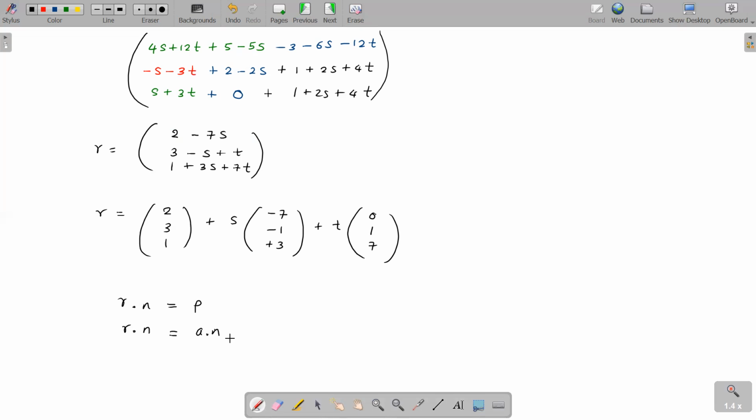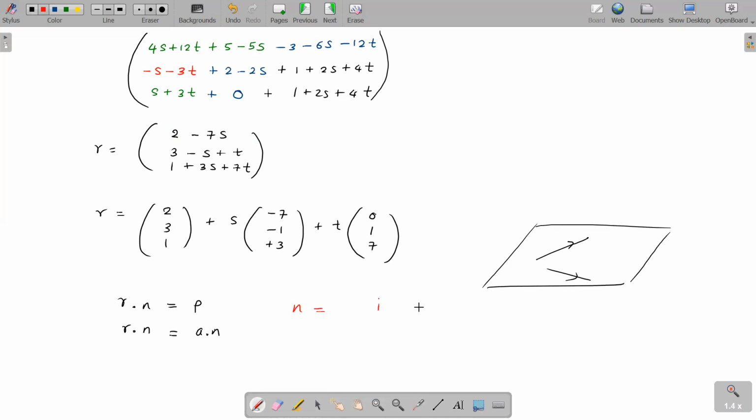So basically, you need to get the n value first, because a is a position vector on the plane. I know a is 2, 3, 1. How do we get n, the vector which is perpendicular to the plane? Now I already have two direction vectors on the plane, right? -7, -1, 3 and 0, 1, 7. These are two direction vectors on the plane. You know what the cross product gives in vectors? We learned the cross product of two vectors gives you a vector which is perpendicular to both the original vectors. So basically get the cross product.